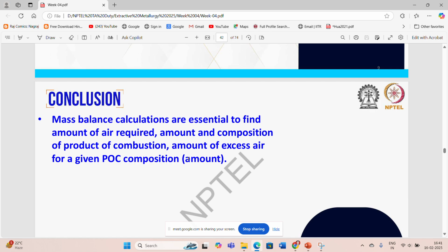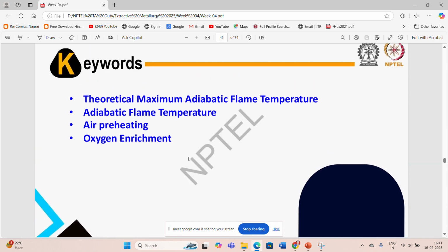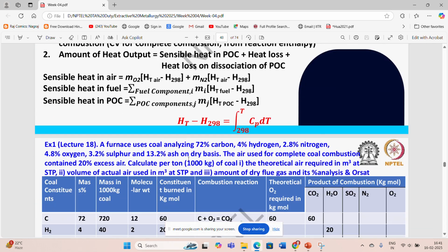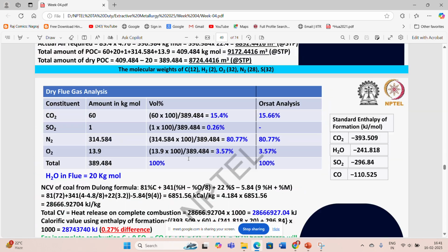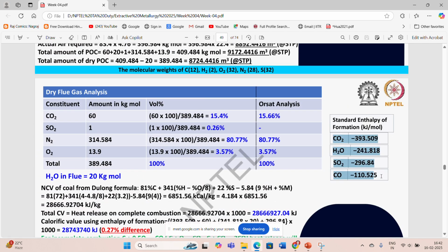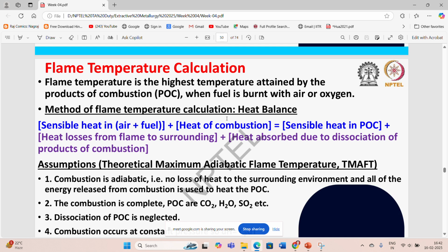Okay, then coming to the next lecture now, heat balance and theoretical adiabatic flame temperature. That is similar to this. Okay, heat balance, we can calculate according to the flue gas composition, whatever heat is going to get generated. Then flame temperature calculation. The flame temperature is the highest temperature attained by the products of combustion when fuel is burned with air or oxygen.